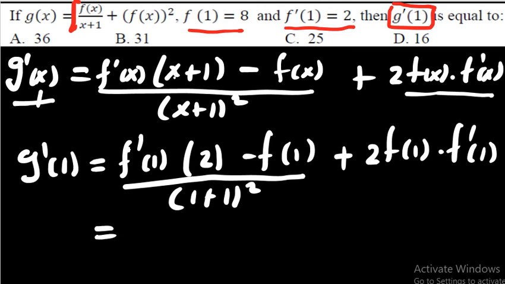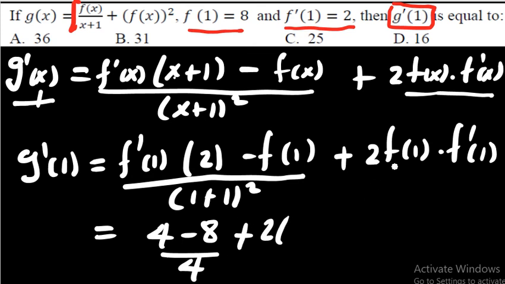But we have to substitute what's given. f derivative at 1 is given already to you, it is 2. So 2 multiplied by 2, just 4, minus f of 1, which is 8, the whole over 4, because 1 plus 1 is 2, and 2 squared will be 4. Plus 2 times again f of 1, which is 8, and f derivative at 1, which is 2.